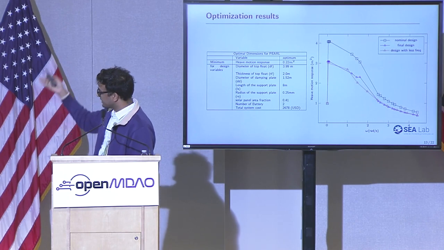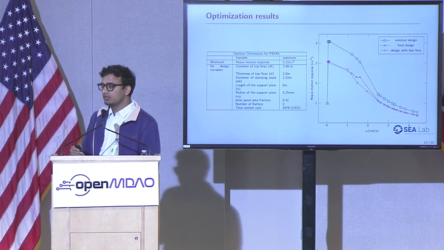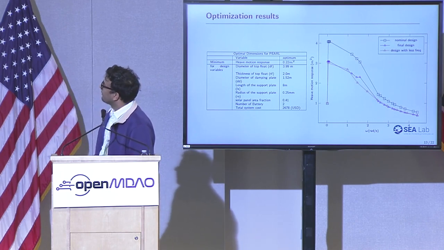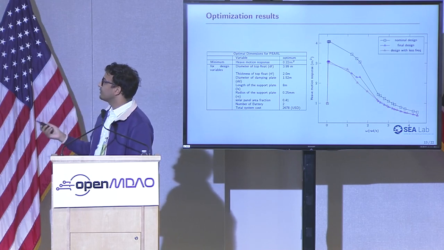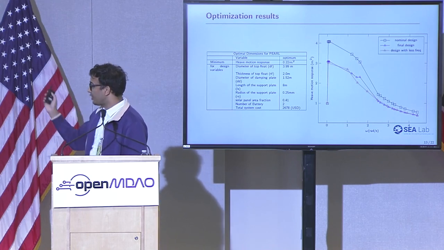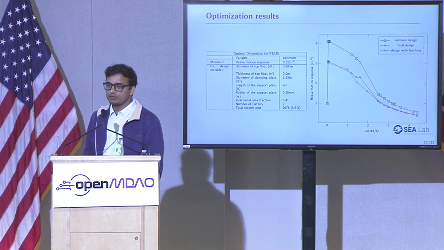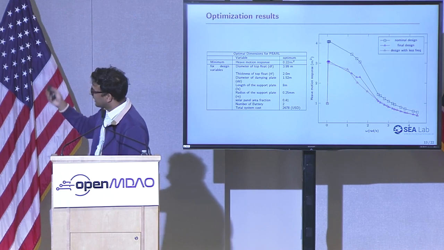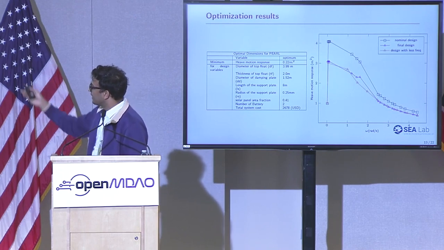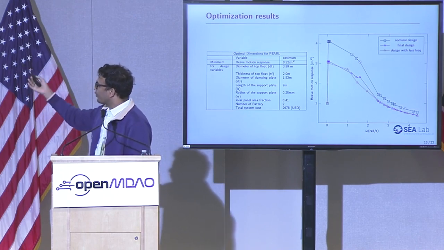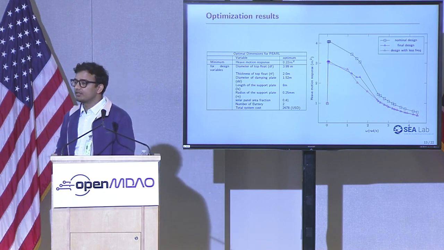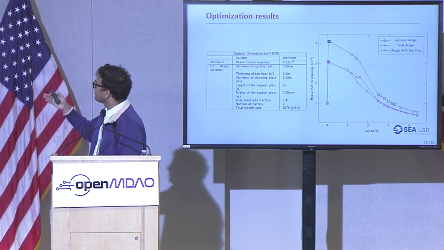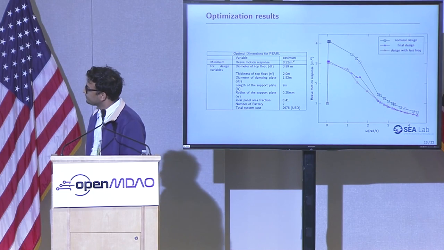For the final design, we have a significantly lower motion, the heave motion. The amount of time it takes to solve and the convergence process all depends on how many frequencies you're trying to optimize for. I had some experience with fewer frequencies and more frequencies, and I have a result here, which is, in both cases, it more or less finds a similar optimum.